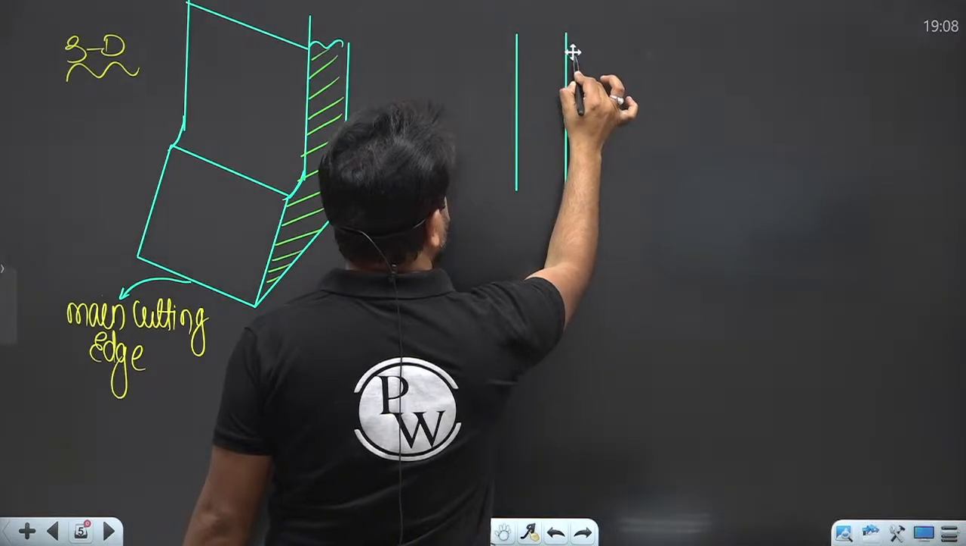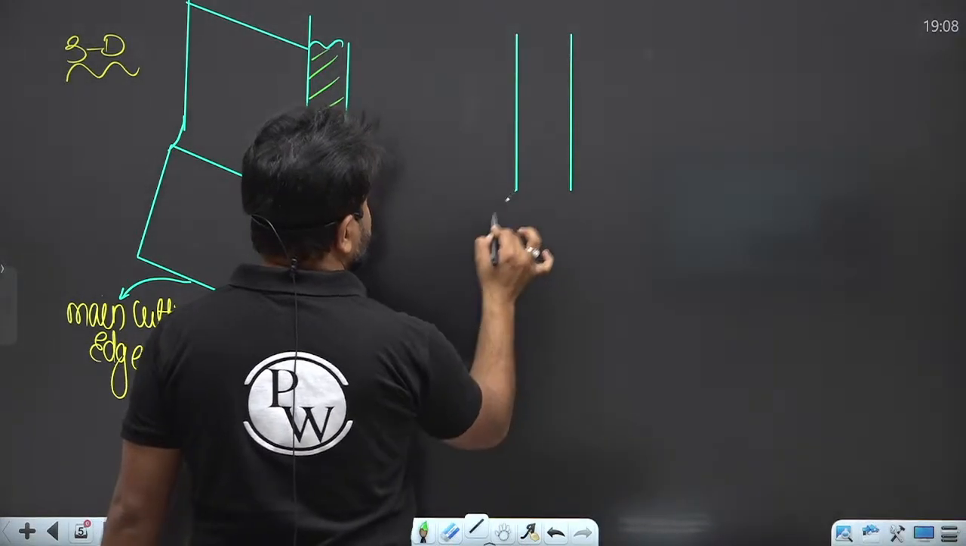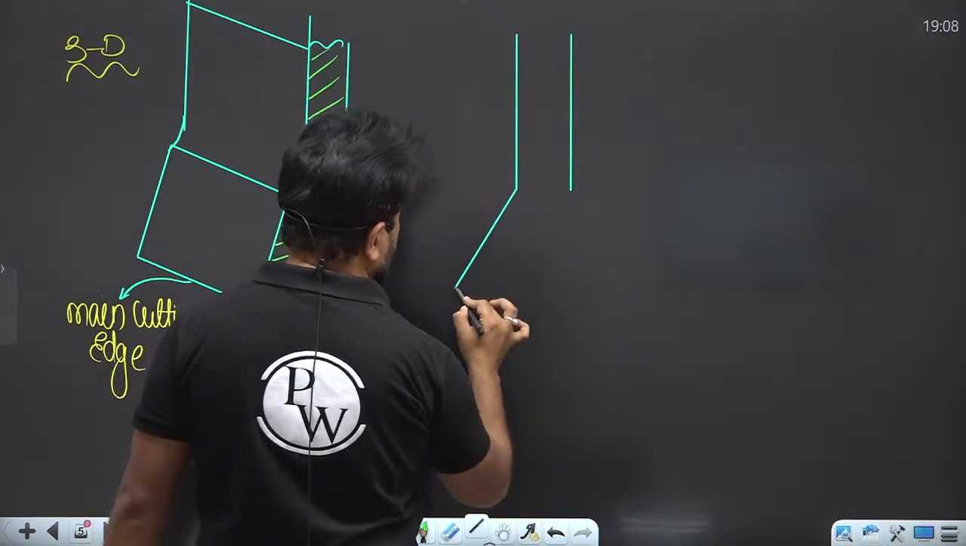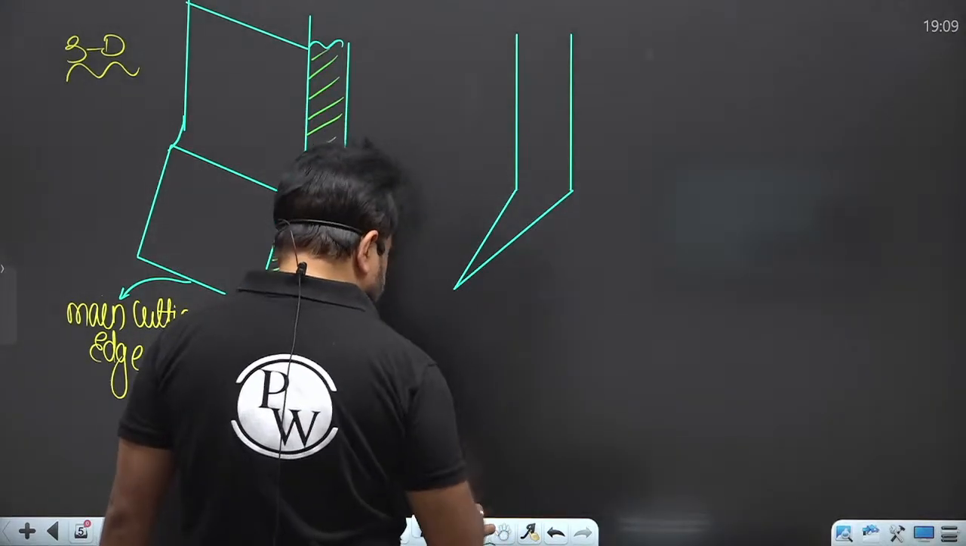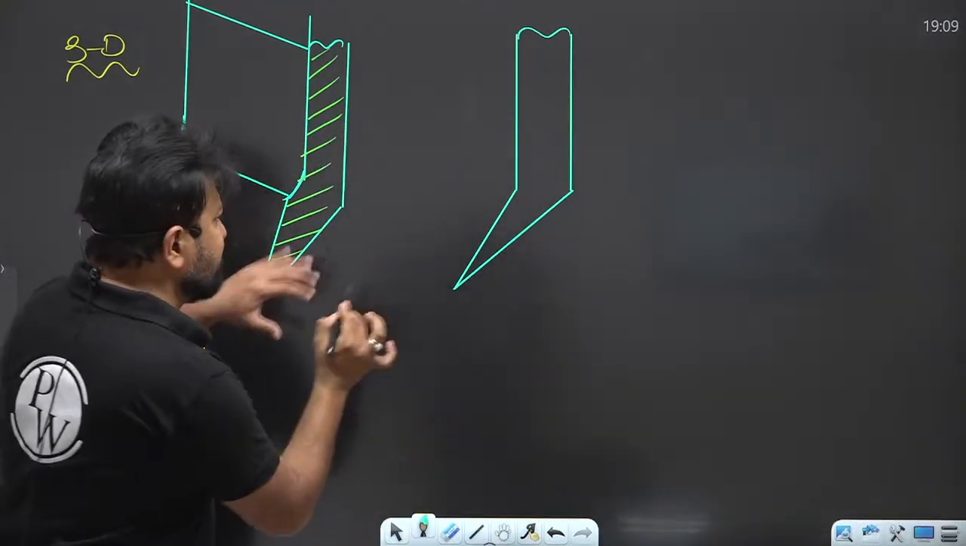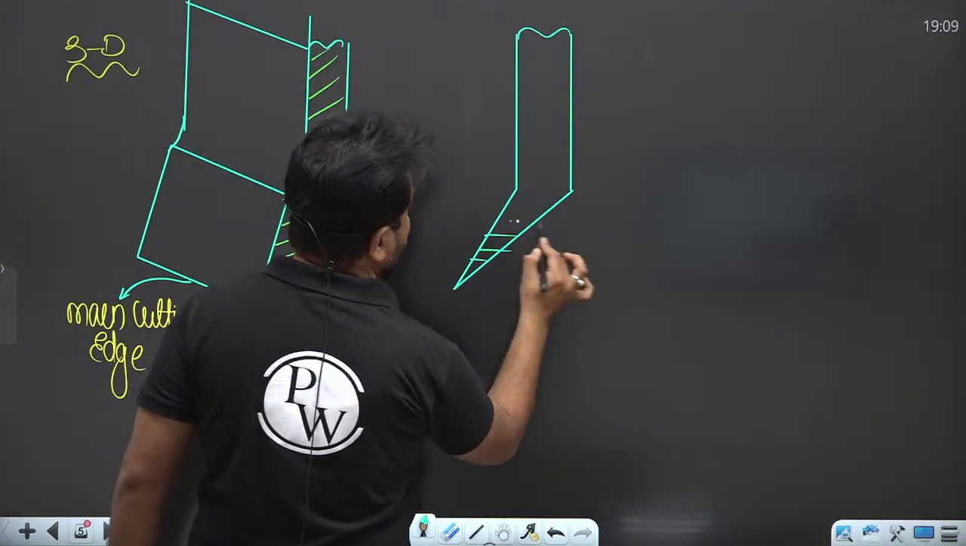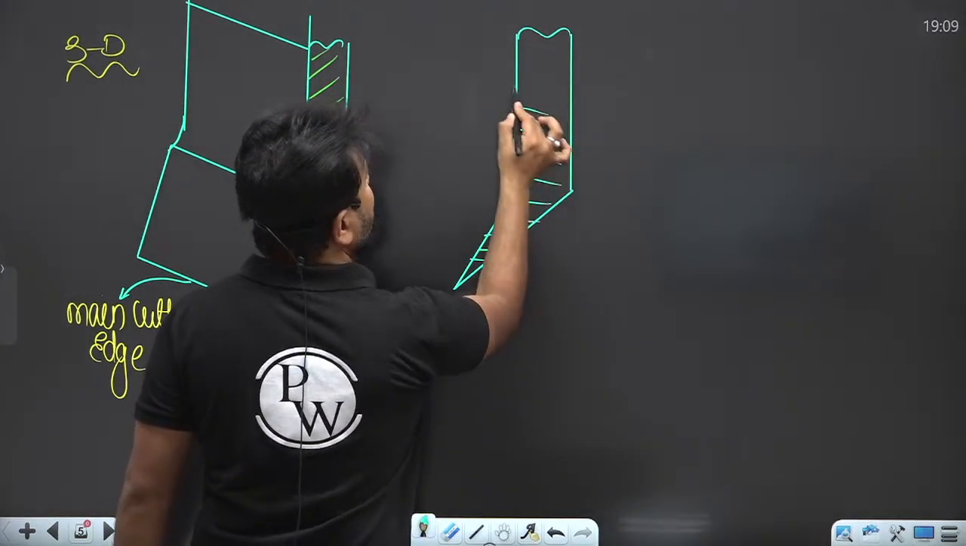See. This is a tool which I am drawing here. Look, this is the same tool. Now you are seeing this tool in a 2D figure. This is a 2D figure, my dear.